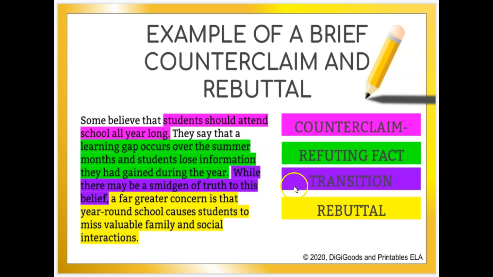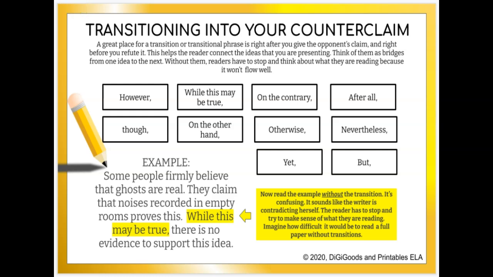And let's go back to this transition in purple. While there may be a smidgen of truth to this belief, this is a very important phrase in this sentence. Let's scroll down and talk about why transitions are important. A transition is a word or phrase that bridges ideas to create smooth flow between sentences. They prime the reader's brain for what they are about to read. For example, if I read this transition, while this may be true, or however, my brain immediately knows that I am about to read opposing information.